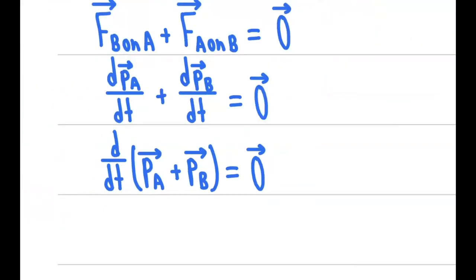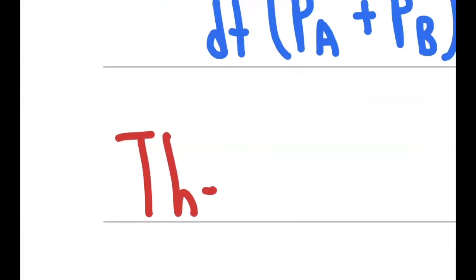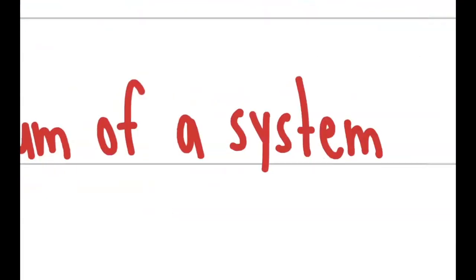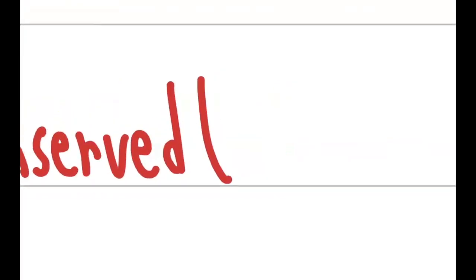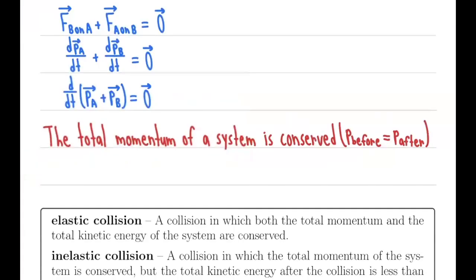So this is very interesting. We have the derivative of something is 0. So that means that something is constant. That means in this case, the total momentum of the system, which is PA plus PB, is conserved because PA plus PB is constant because its derivative is 0. So I'm going to write the total momentum of a system is conserved. So basically, P before equals P after if no net external force acts on the system.